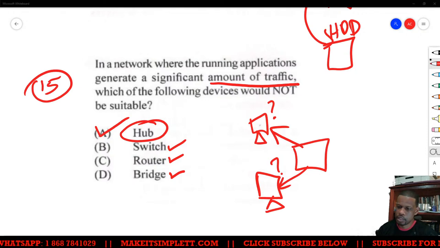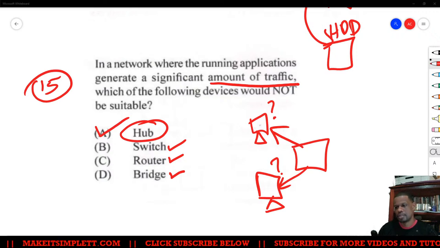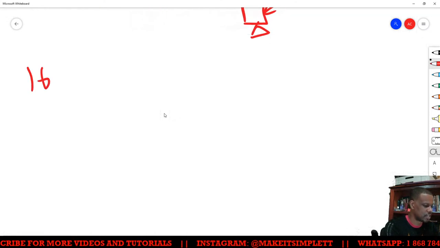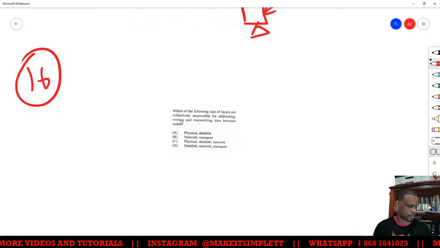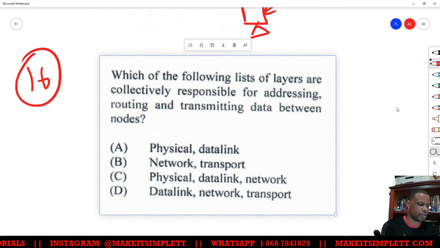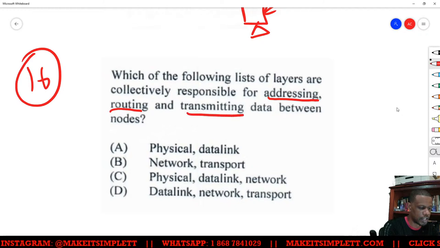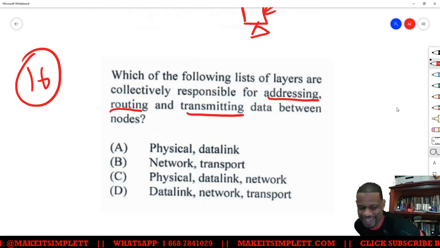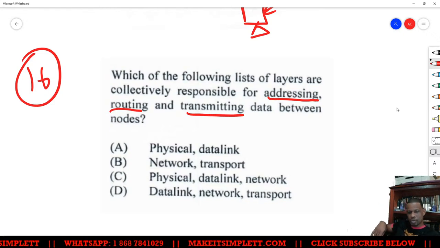Alright, I'm trying to find the one with the 20 questions, since this is the last lap. I just want to find one question. Look at here. I want to hear all your rationale for this. There you go. Which layers are responsible for addressing, routing, and transmitting data between nodes? Tell me the answer for that, because I have some qualms about this question.